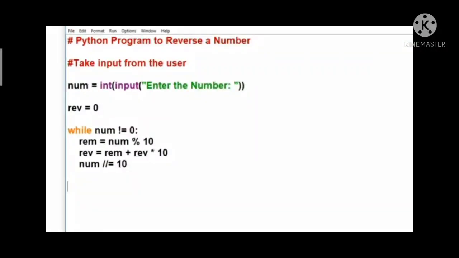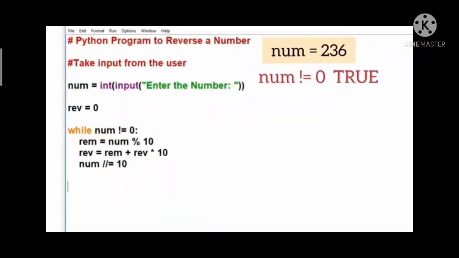Suppose input number is 236. It gets stored in num variable. Num equals 236. Here, check condition of while loop. Evaluates to be true. Then program flow goes inside the loop.